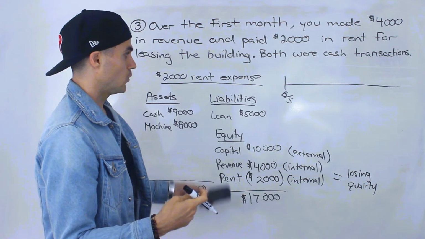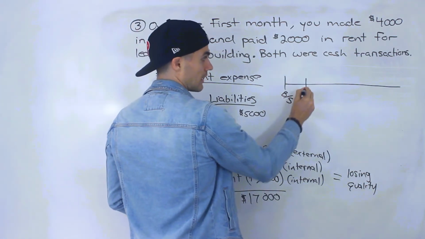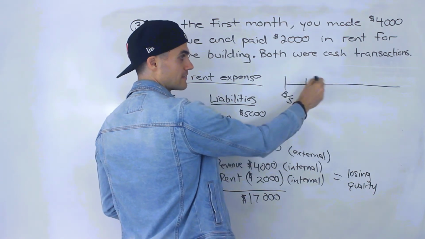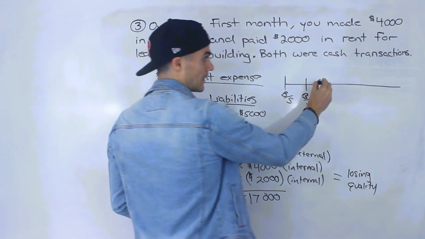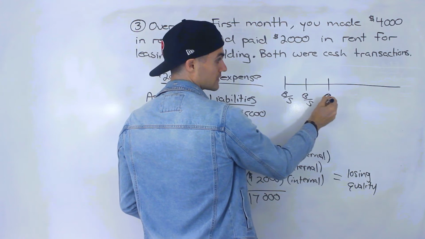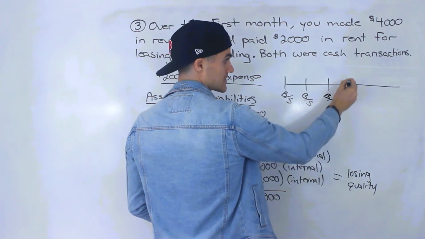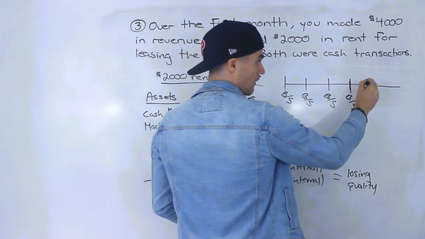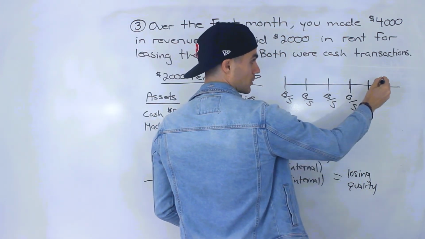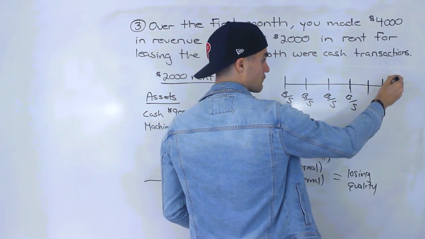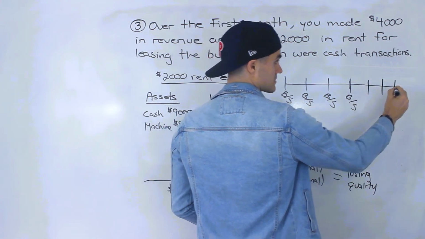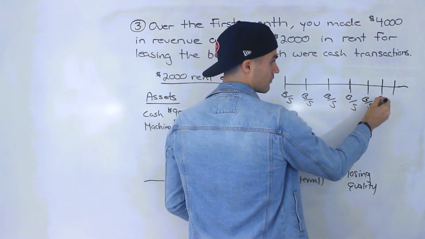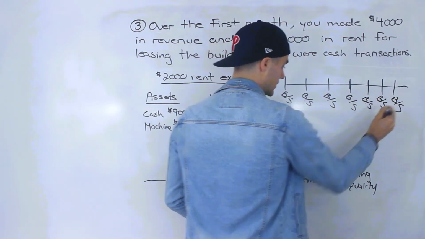And then what happened was we bought the machine. And then what got affected then? The balance sheet. So let's just pretend that these are all the transactions. And then we had revenue. What got affected? The balance sheet. And then we had that rent expense. What got affected? The balance sheet. And then we're going to have supplies, and then wages, and then interest expense, etc., etc.